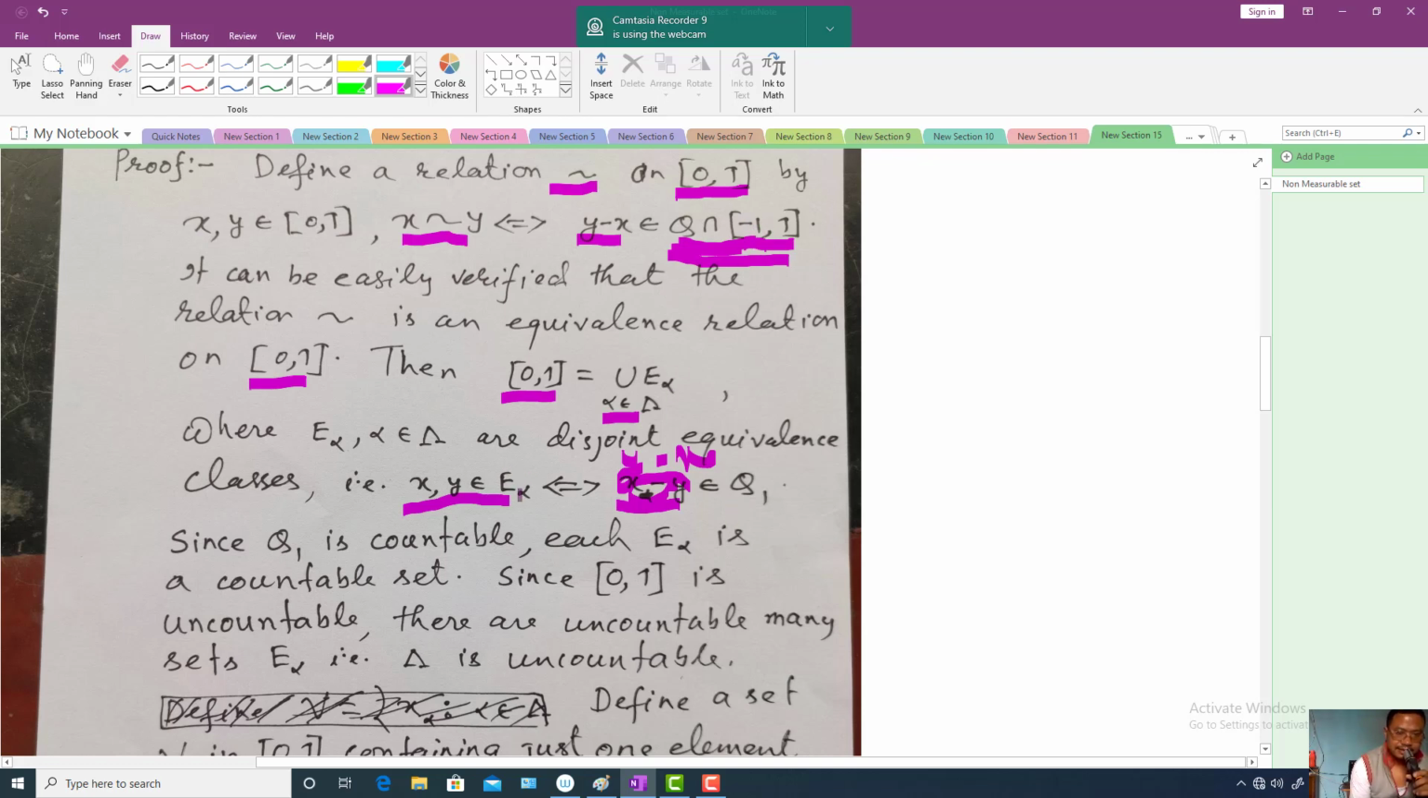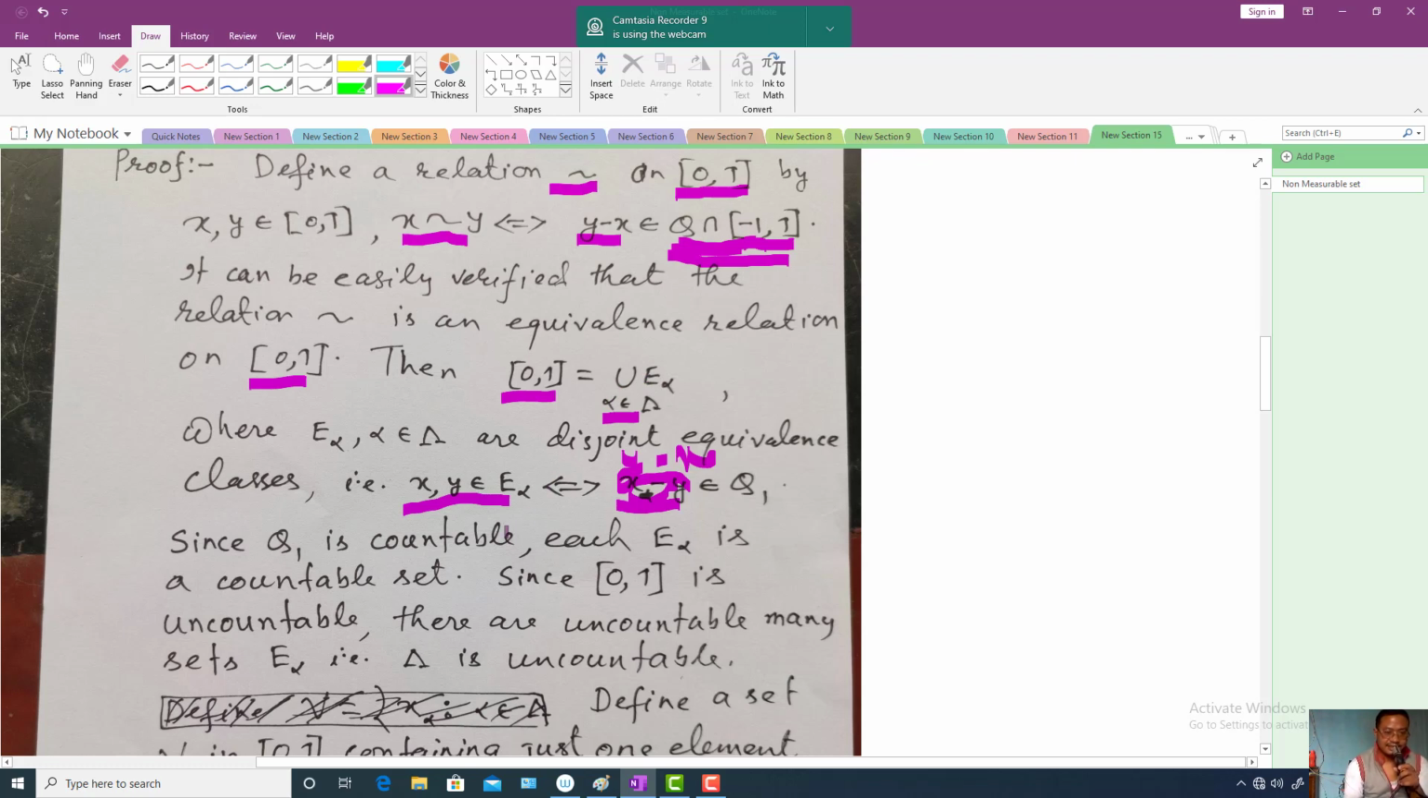So suppose you have another class E beta. Take one point from E alpha and one point from E beta. They are not related. If x and y are members of E alpha, then x is related to y according to the relation. That is the definition of equivalence classes. So 0, 1 is a disjoint union of such equivalence classes.